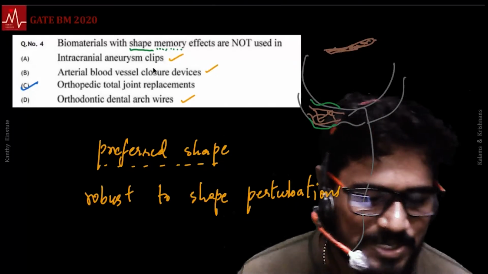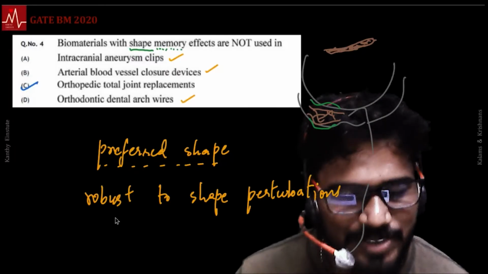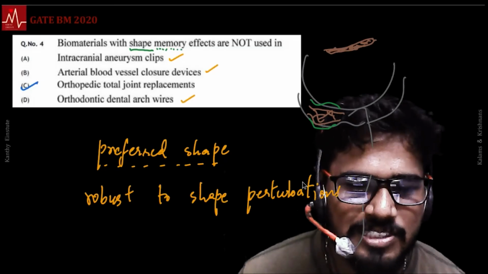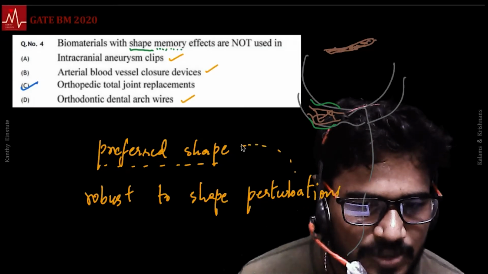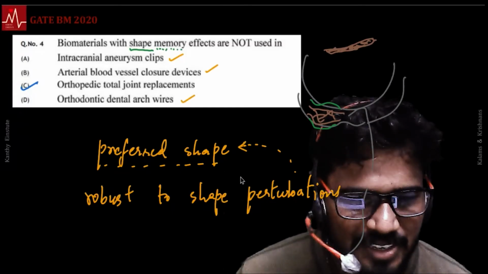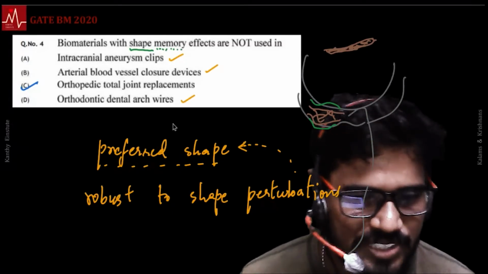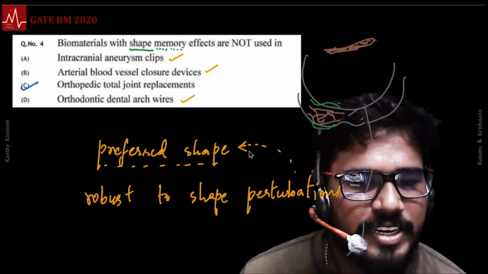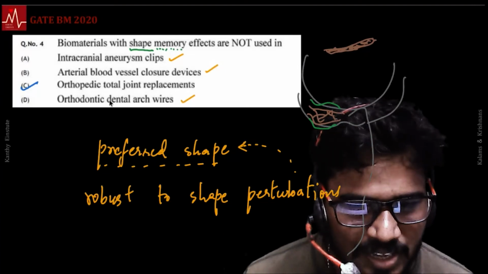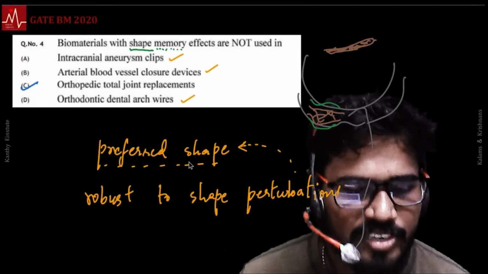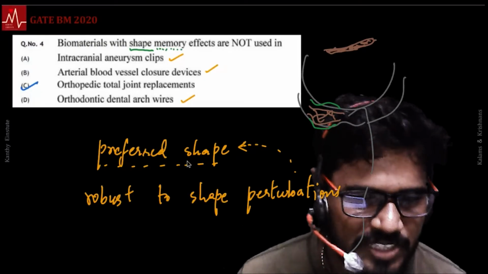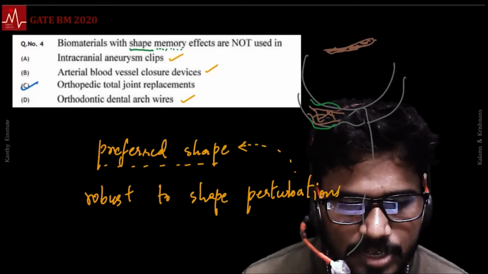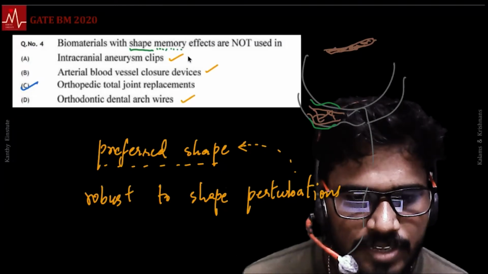Here we have aneurysm clips, stents, and all that with a preferred shape, and they are quite robust to shape perturbations. That is, you perturb the shape a lot, but there is still a preferred shape that you can easily get back to, only by heating, right? The body's preferred shape typically happens at body temperature, and you have to engineer it. You have to design the material so that, based on the application, that preferred shape fits with the environment and temperature you put it in. That is one thing. This is quite robust to shape perturbations, and that's where we have the shape memory effect.